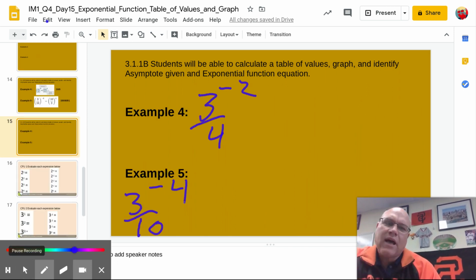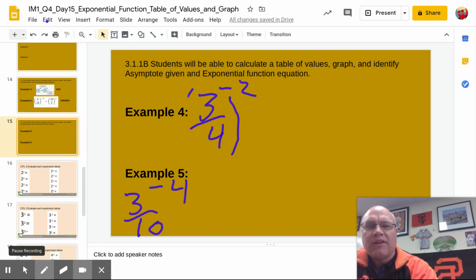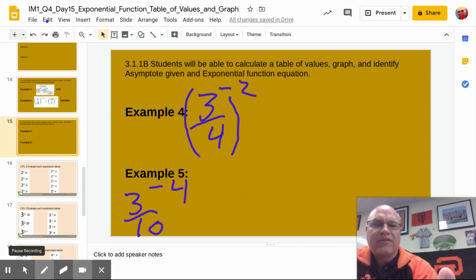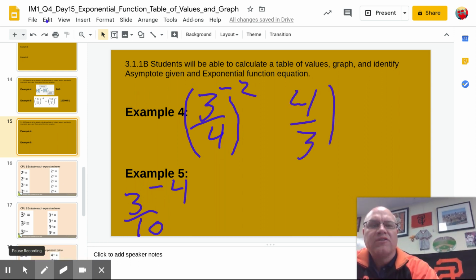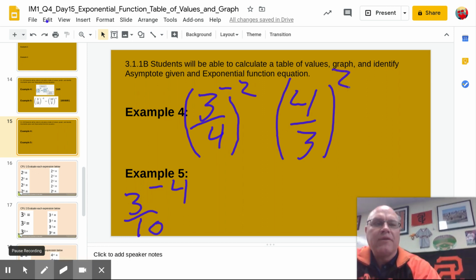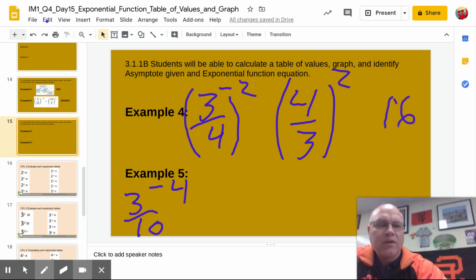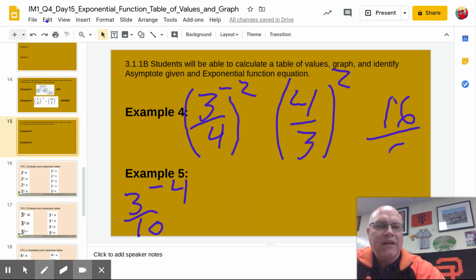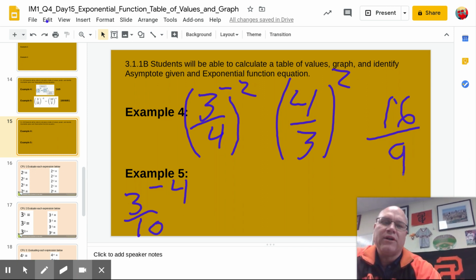Now let's look at when you have a fractional base. So we have 3/4 to the negative 2 power. I'm going to put the parentheses around the 3/4. So (3/4) to the negative 2 power. That becomes, take the reciprocal of 3/4, which is 4/3, squared. What does that mean? It means 4/3 times 4/3. 4 times 4 on top is 16, 3 times 3 on the bottom is 9. So 3/4 to the negative 2 power becomes 16/9.